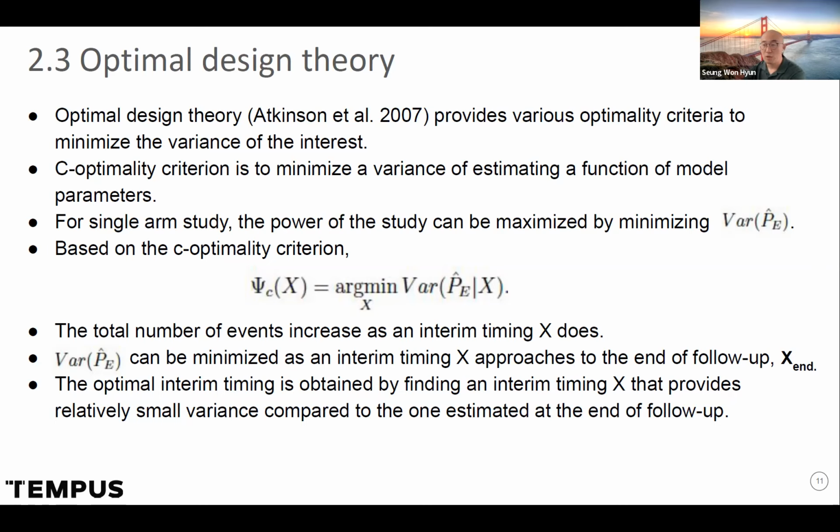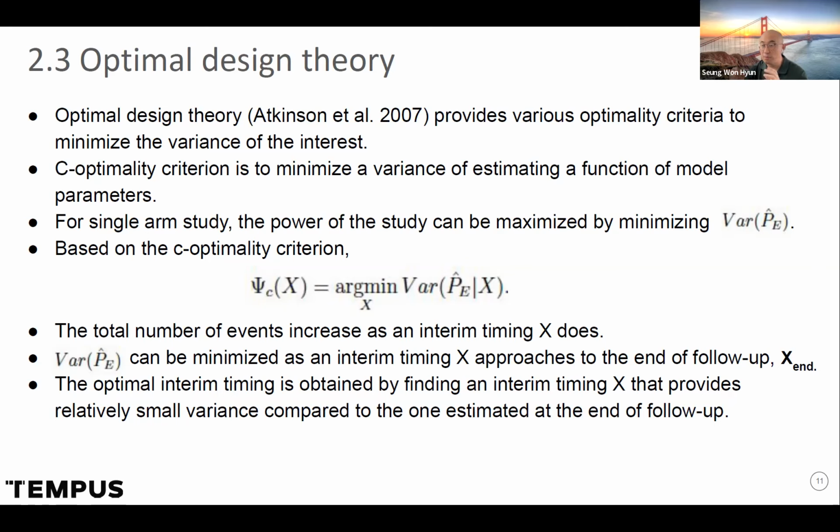Okay, so one thing we know is the total number of events increases as the interim time x does because we have more follow-up, right? Then the variance of the primary endpoint can be minimized as the interim time x approaches the end of follow-up, right? So from this defined trial, if the interim timing x goes very close to the end of the trial, then we have the longest follow-up, so the variance of the primary endpoint can be minimized. As I mentioned, the minimum variance can then be obtained when the interim timing is equal to the end of the trial.